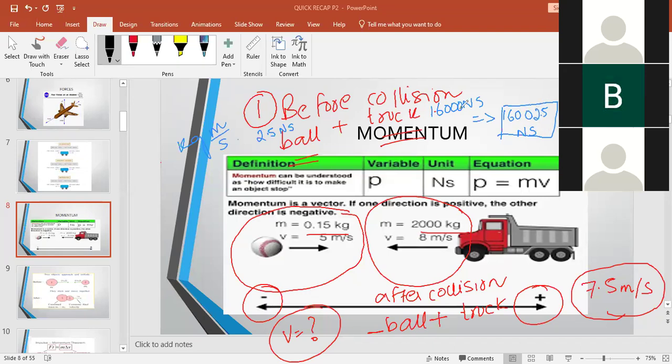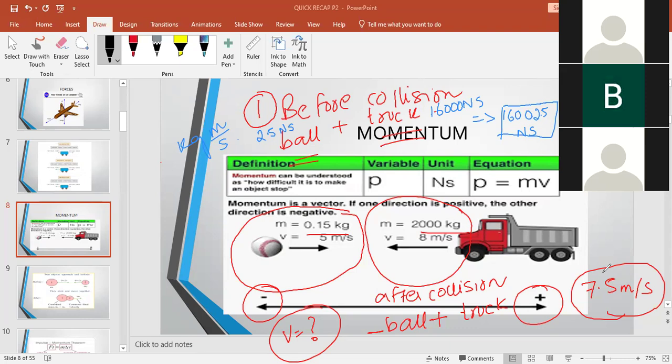What you have calculated is basically the before collision momentum. Now you need to find the velocity of this ball after collision. For after collision, the velocity of the truck is given. Now do the calculation for after collision and find the value of velocity after collision by using the law of conservation of momentum, that states that before collision momentum is equal to after collision momentum. So how will you do it?